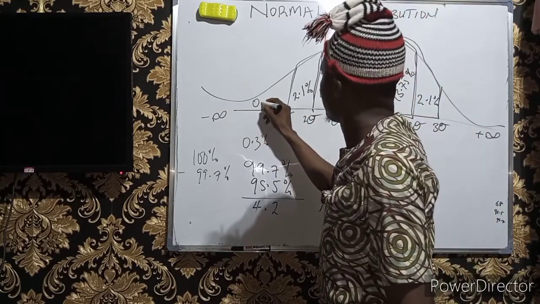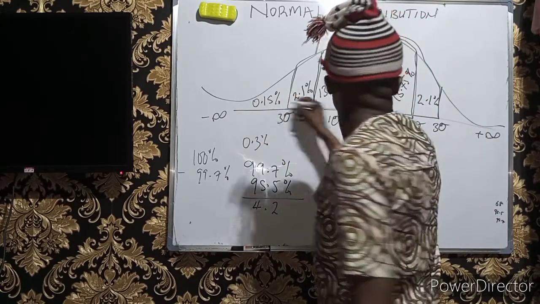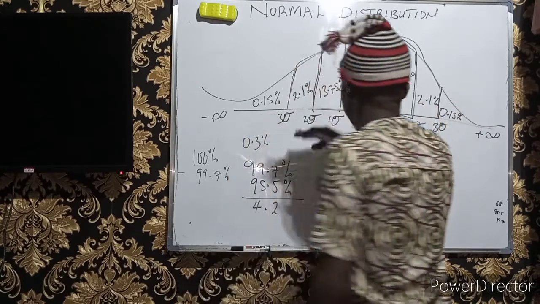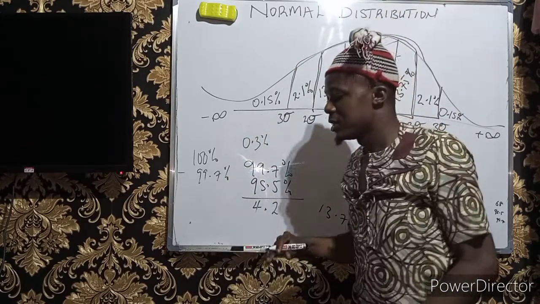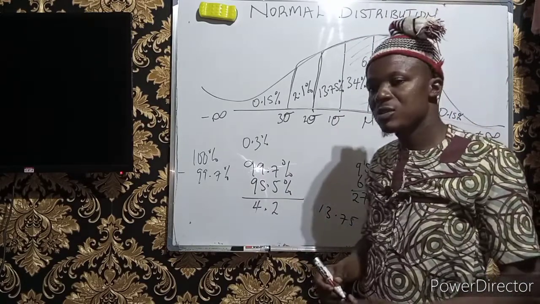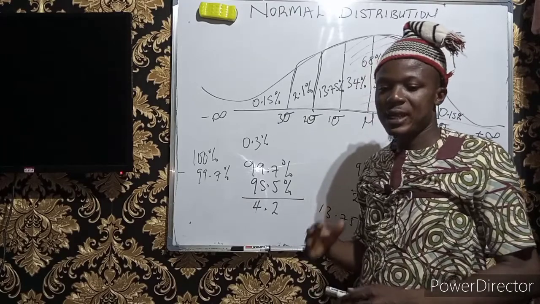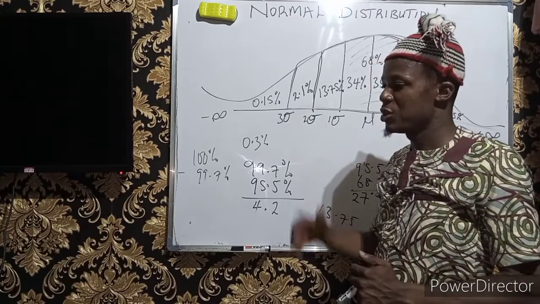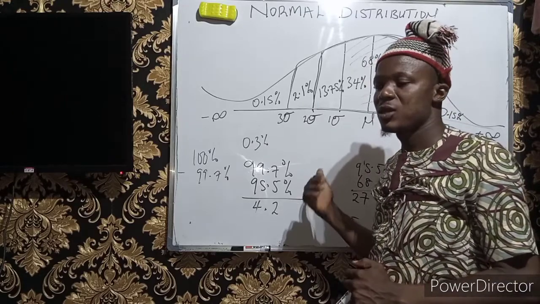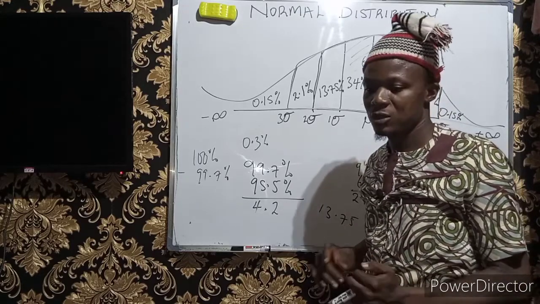That will give us 0.15% here, and here can also be 0.15%. That is exactly what we are going to have there. And this curve is very important. These values are also very important because they are used in the calculation involved in this normal distribution. So I will clean the board. We shall take a question and utilize what we've done in solving it.